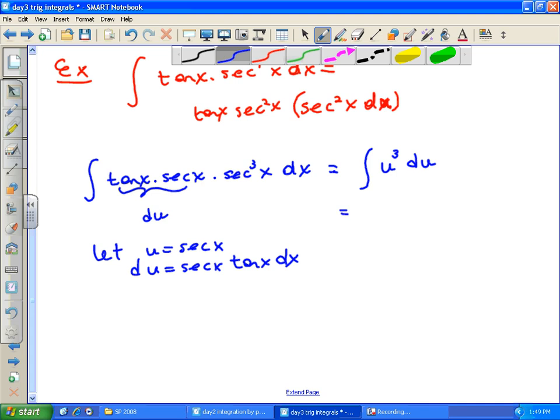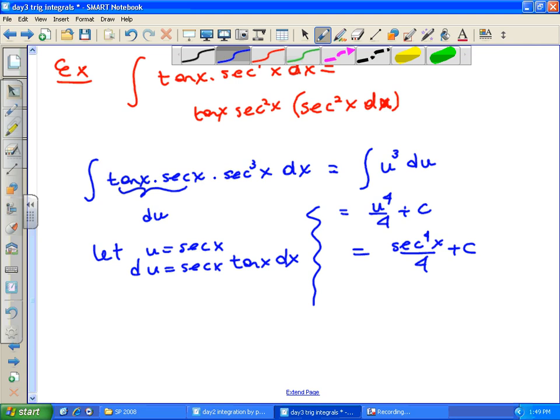We get u to the 4 over 4, and put the u back in, of course, u being secant x. How many of you did it the other way, letting u be tangent x? Several people did it that way. So let's also do it that way so you can check your answers as well. And again, please note that if you do one way or the other, as long as you've done the problem correctly, of course you're going to get full credit for it.